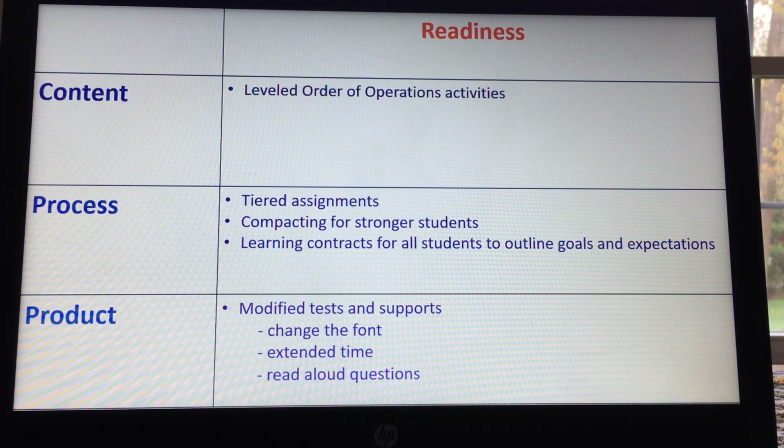Generally, for the most part, because this is a standardized course, I provide tests. I do modify tests to meet the needs of all students. I change the font. Sometimes I will include bold, italicized, and underlined words to help with readability. Extended time is offered to my students, and I can read questions aloud to students to help them if they're struggling in these areas.